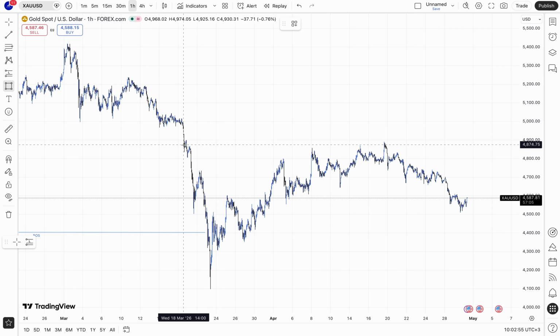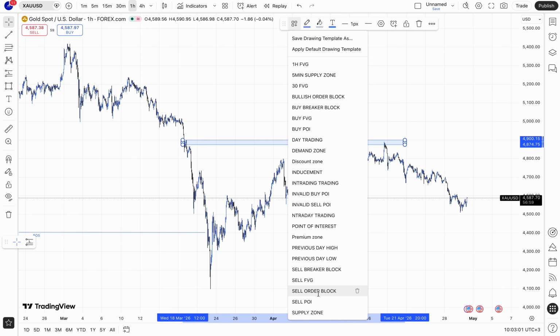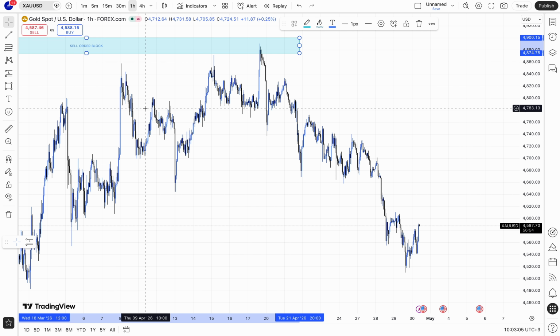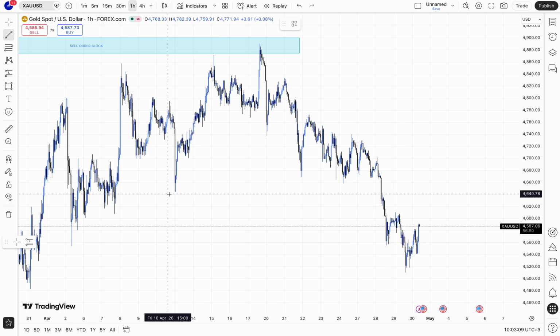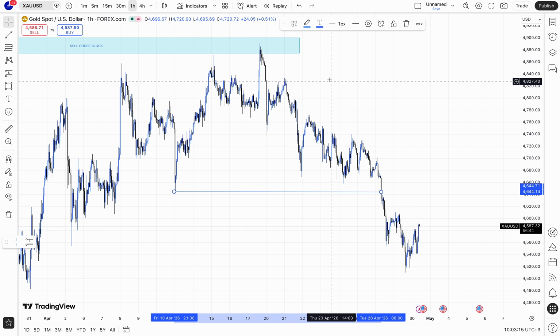Then the price came, tapped into this order block, the bullish order block, sorry, the bearish order block. Then you got our shift from here, and then a continuation shift from here. As you can see, you get a continuation shift from here. This is a change of character to the downside, internal market structure.